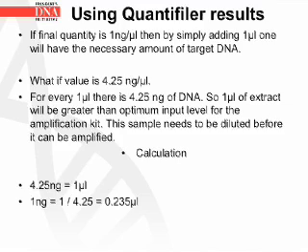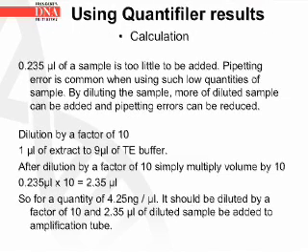So let's do a simple calculation. If there are 4.25 nanograms in 1 microliter, then in 1 nanogram you'll have 1 divided by 4.25. So for 1 nanogram of DNA you will need to add 0.235 microliters. However, 0.235 microliters of a sample is too little to be added. Pipetting error is common when using such low quantities of sample. By diluting the sample, more of the diluted sample can be added and pipetting errors can be reduced.